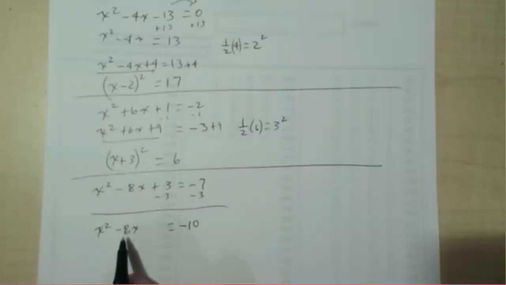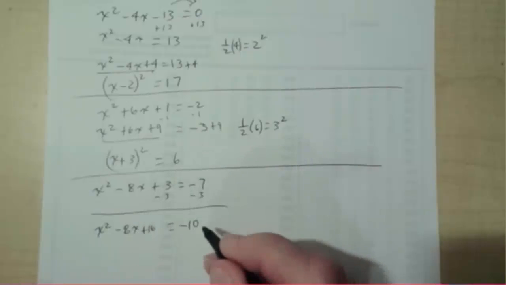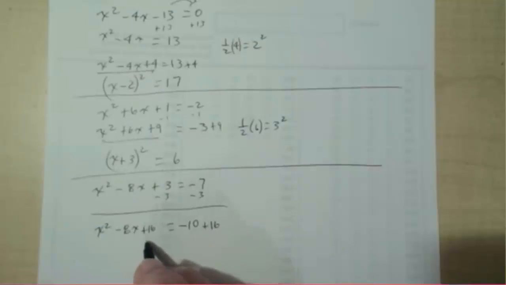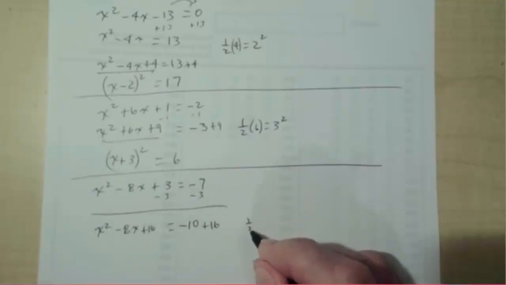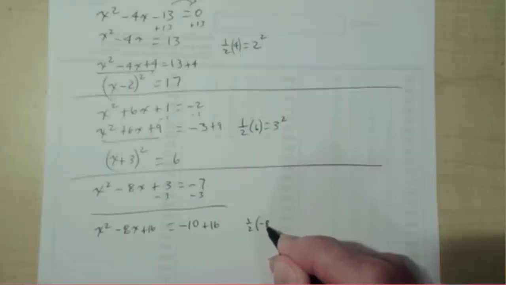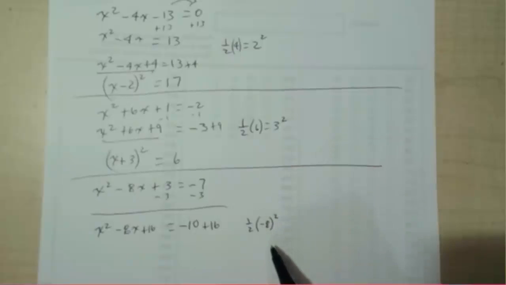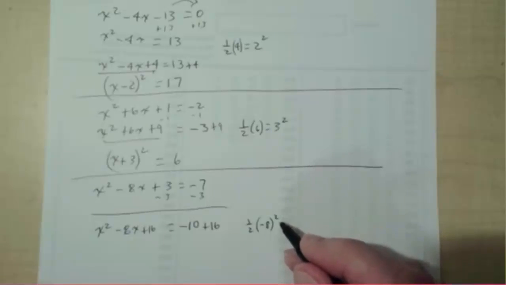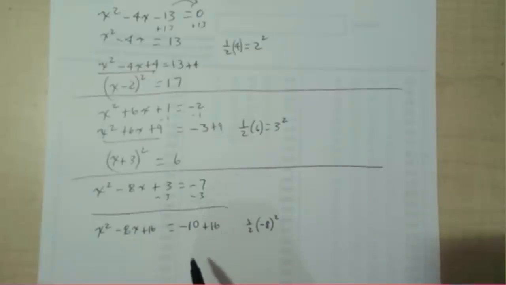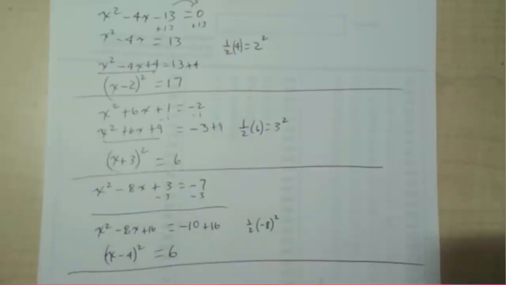Half of 8 is 4. 4 squared is 16. Whatever you do to one side, you have to do the other. Remember, what we did is we took half of negative 8 and squared it. Half of negative 8 is negative 4. 4 squared is 16. Okay, we just made this a perfect square, and it is x minus 4 all squared equals, was it 6? Okay?